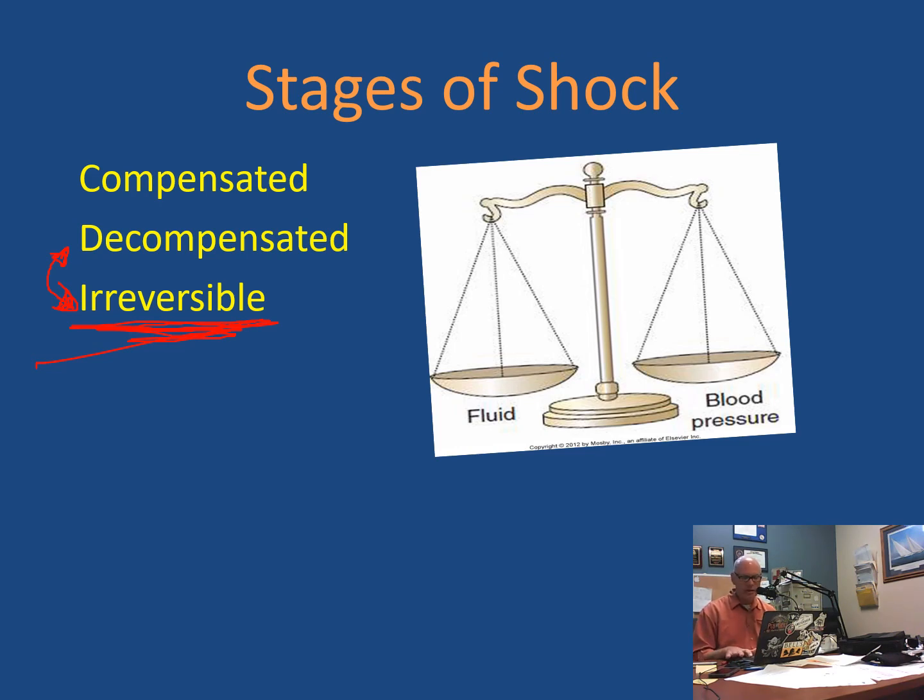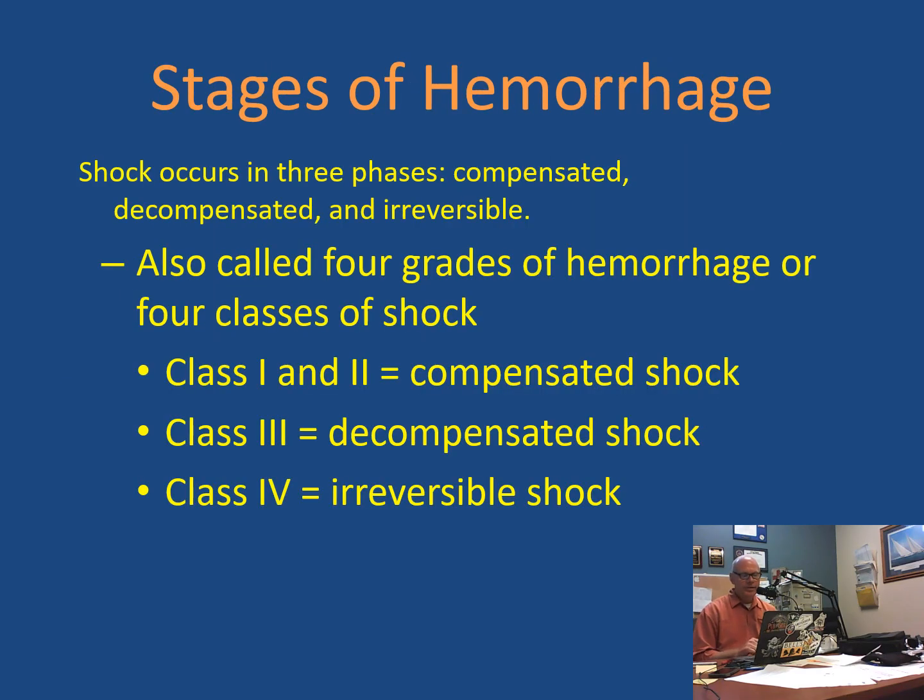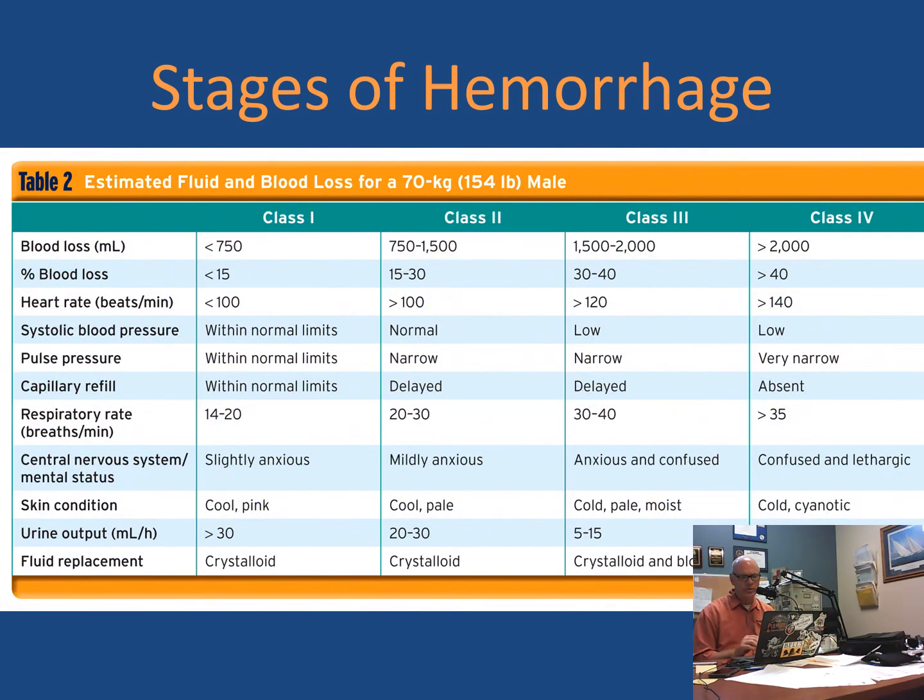Doesn't mean you already lost your pulse. And so here's the stages of hemorrhage, and I'm only going to talk about this briefly. We'll talk about this a lot more in trauma. Stage 1 and 2 are usually associated with compensated shock. Stage 3 is decompensated shock, and stage 4 is the patient is probably in irreversible shock.